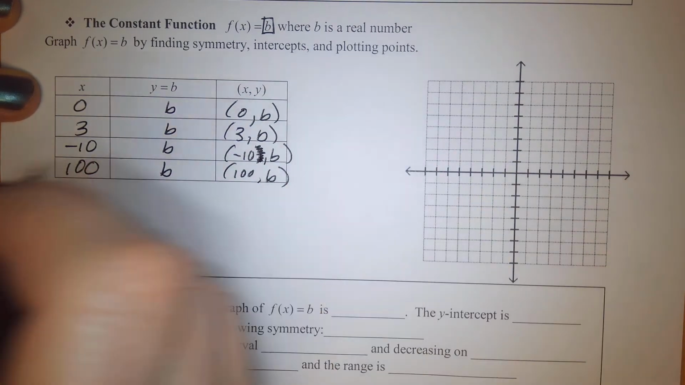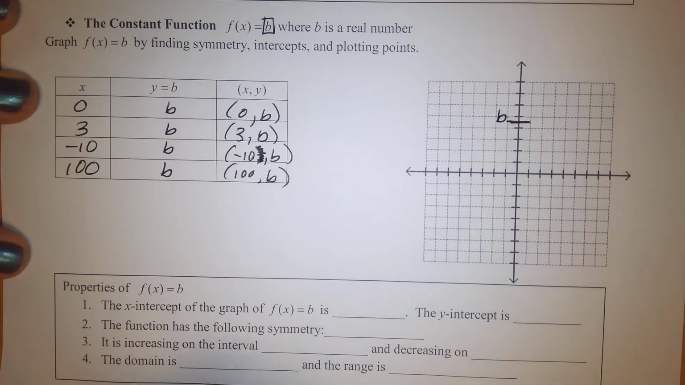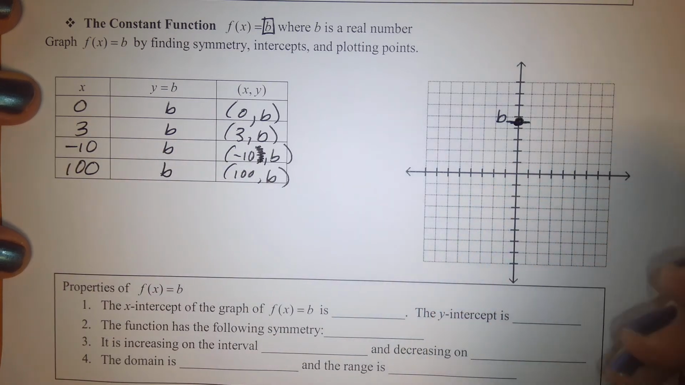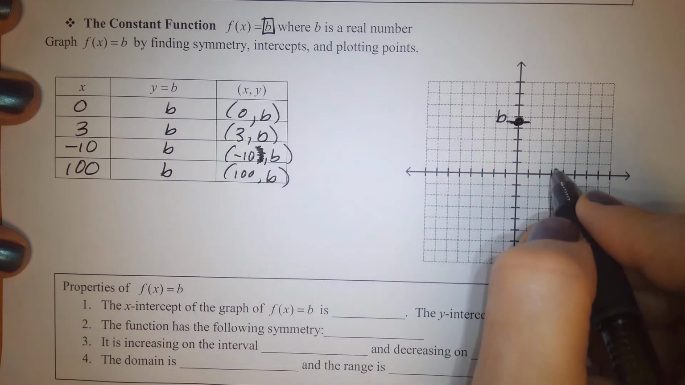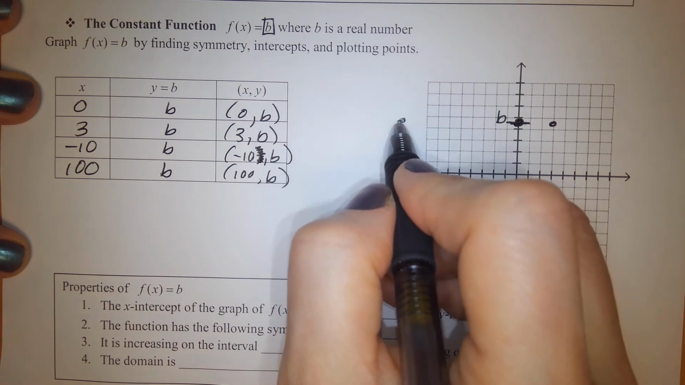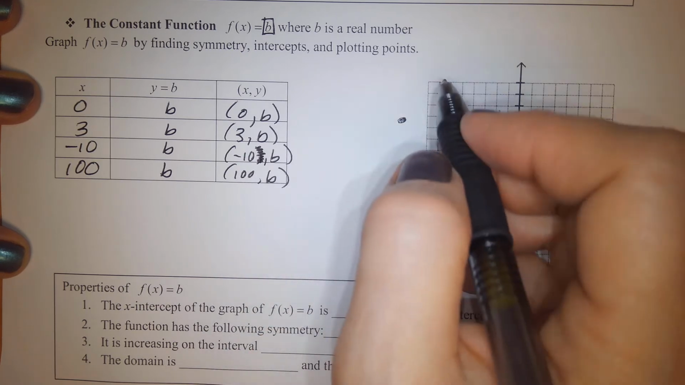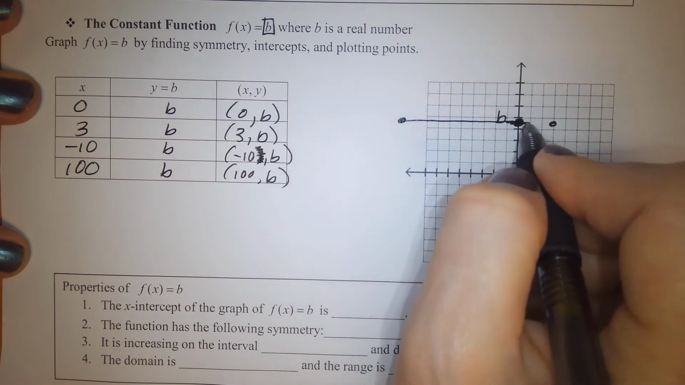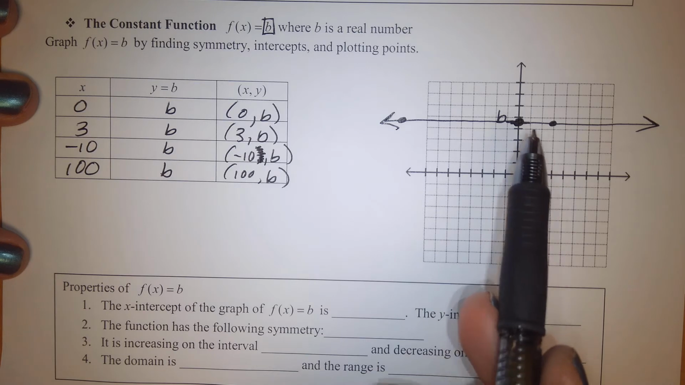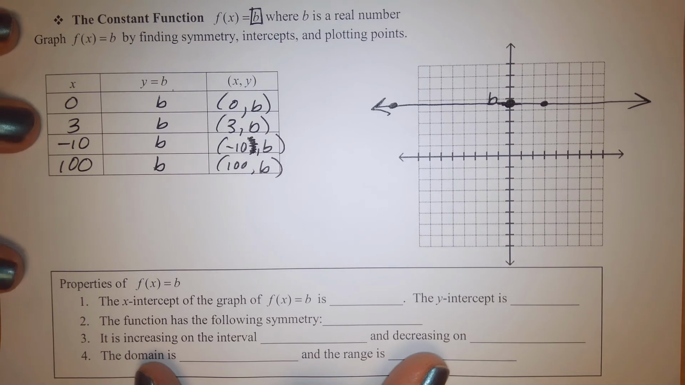So if I try to graph these, let's just create a b. I don't know where b is. Let's just say this right here is b. So I'll have a point at (0, b), which is right here. I'll have a point at (3, b), which is right here. I'll have a point at (-10, b), which is right here. I'll have a point at (100, b). So you can see by now that this is going to create a horizontal line through the y-axis at the number b.